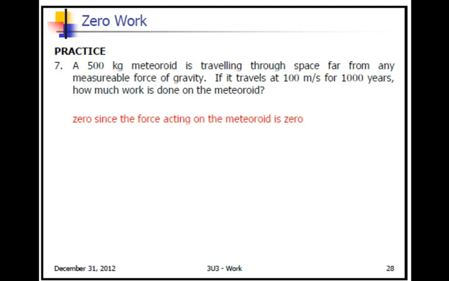This is the question I gave earlier. We have a 5,000 kilogram meteor just traveling through space, far from any measurable force of gravity. If it travels 100 meters per second for 1,000 years, how much work is done on the meteor, or the meteoroid? Since no force is acting on it, the work done is 0 in that case.